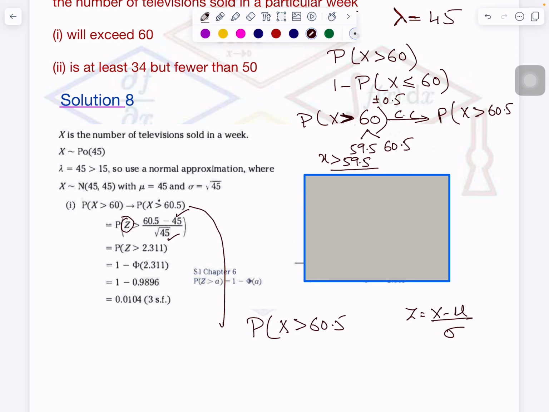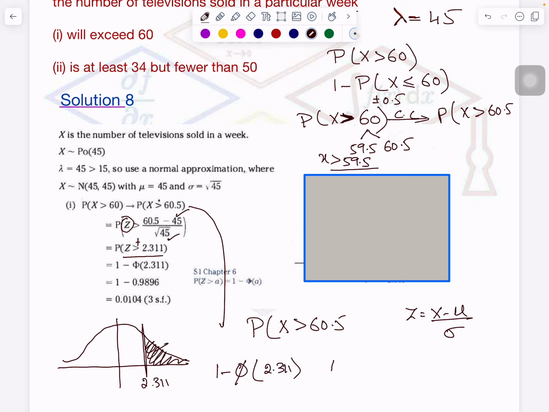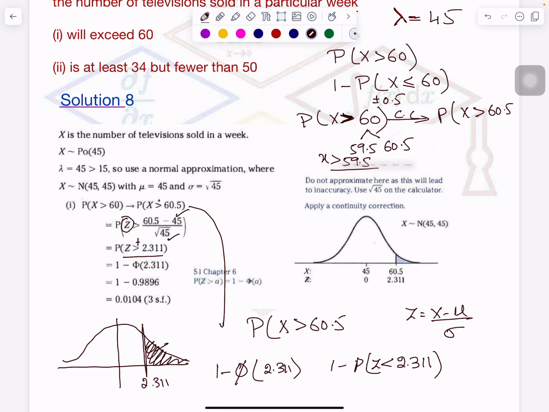Now for example, if you need the probability z is greater than 2.311. When it says greater than 2.3, and 2.3 is positive, it means it is here. I have to calculate this probability. And you know, the standardized table always gives you probability on the left hand side. So to calculate this, you will do 1 minus phi of 2.311, or you can write it as 1 minus probability of z less than 2.311. Your choice, right? And it's always better to sketch roughly to avoid any confusion.